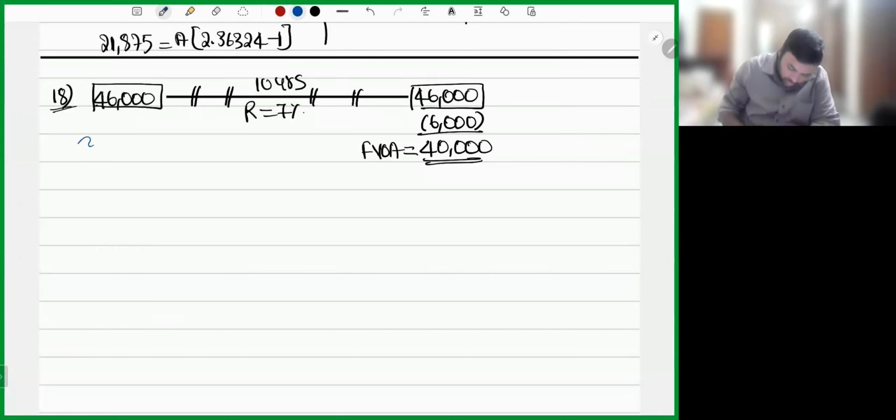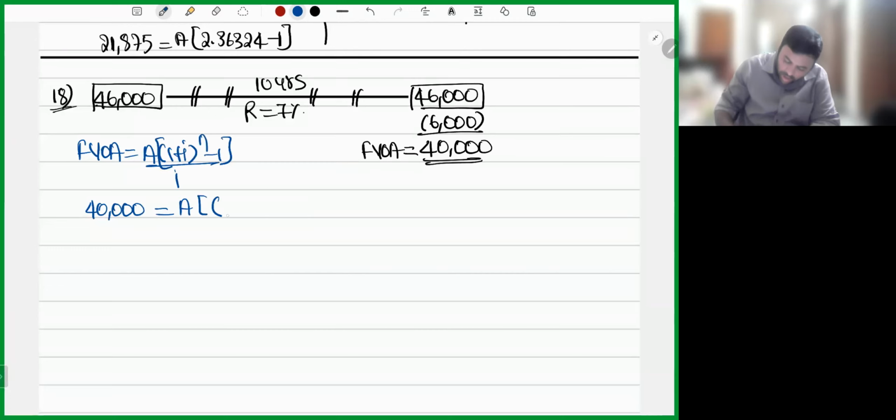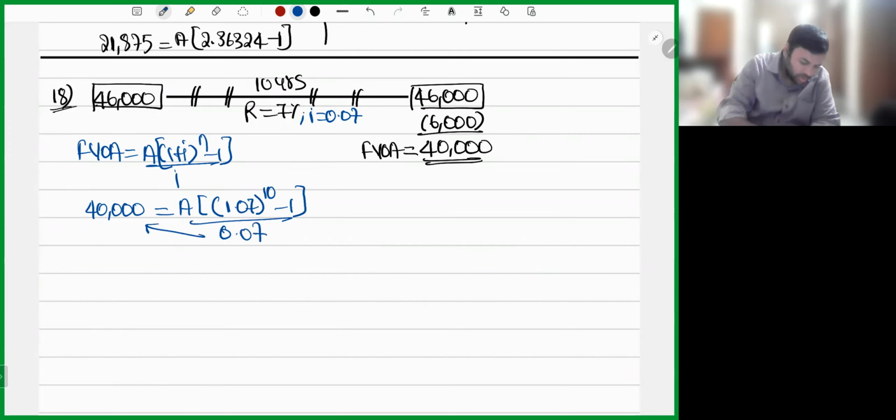Let's compute. Future value of ordinary annuity is equal to A into ((1 plus i) to the power n minus 1) divided by i. So 40,000 is equal to A, which we don't know, into ((1.07)^10 minus 1) divided by 0.07, since r is 7% and i is 0.07. Cross multiplying, 40,000 into 0.07 gives 2,800, equal to A into ((1.07)^10 minus 1). The value of 1.07 to the power 10 is already given as 1.9671.